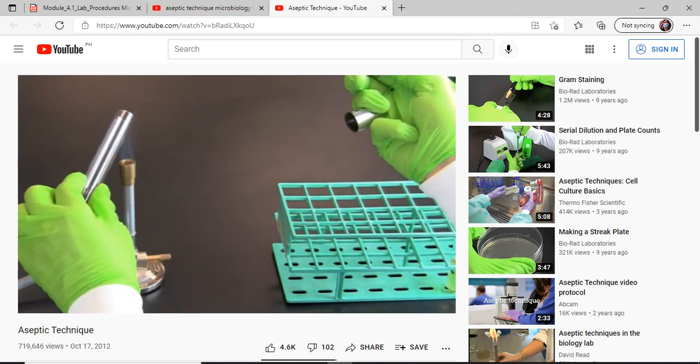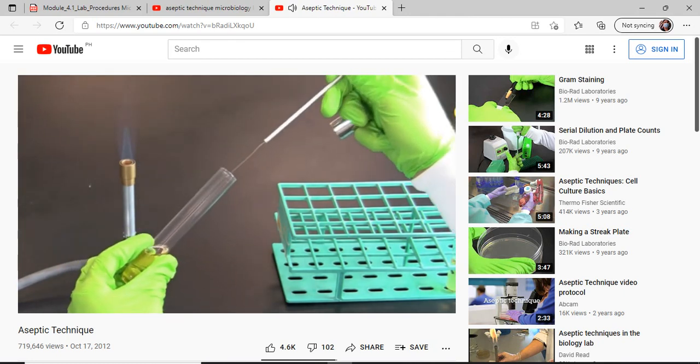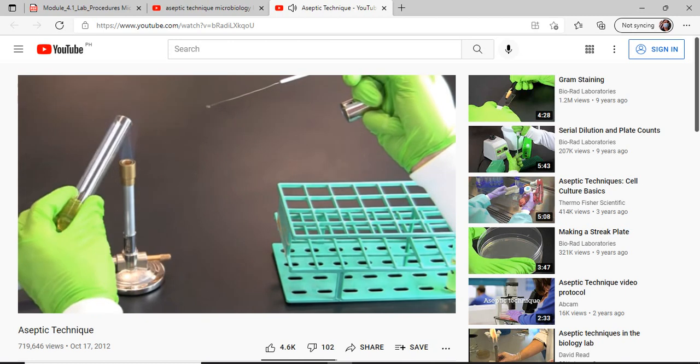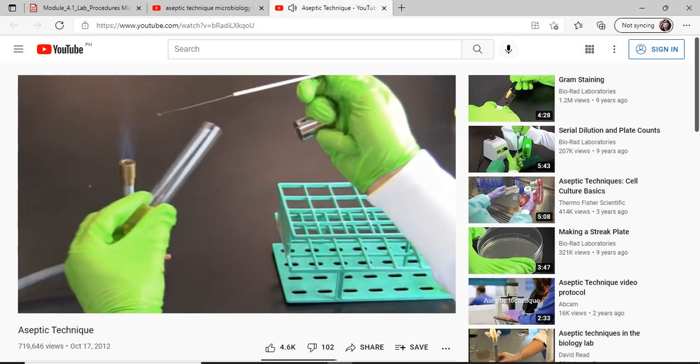In this section, you will learn how to transfer bacteria from a petri plate to a stab culture.